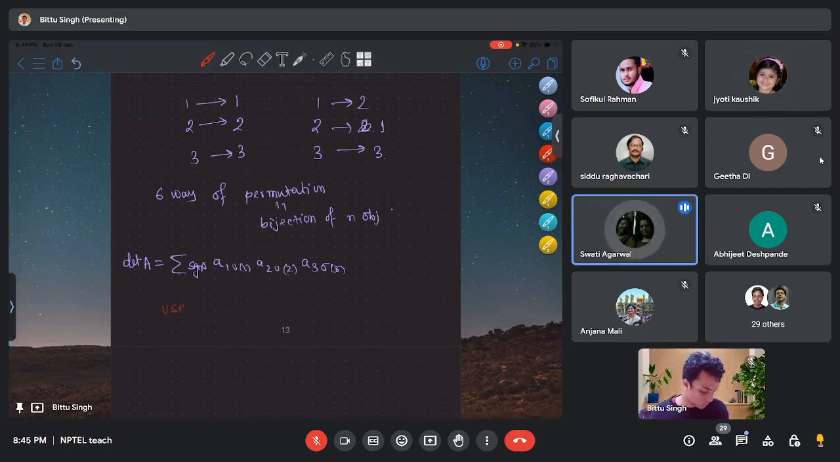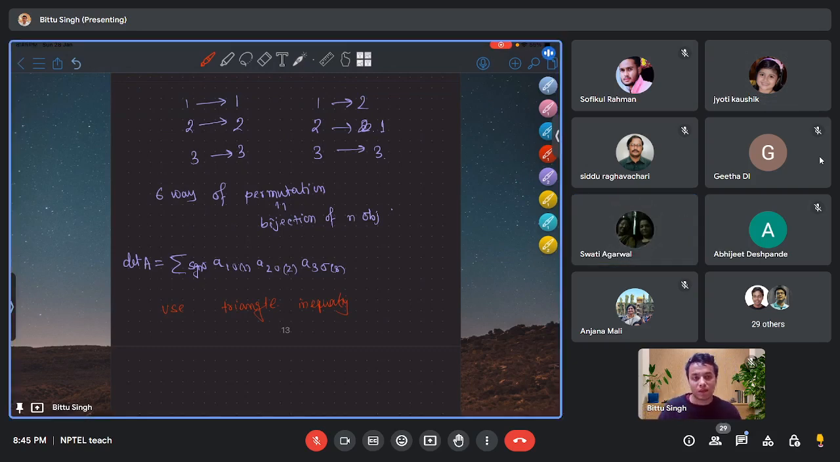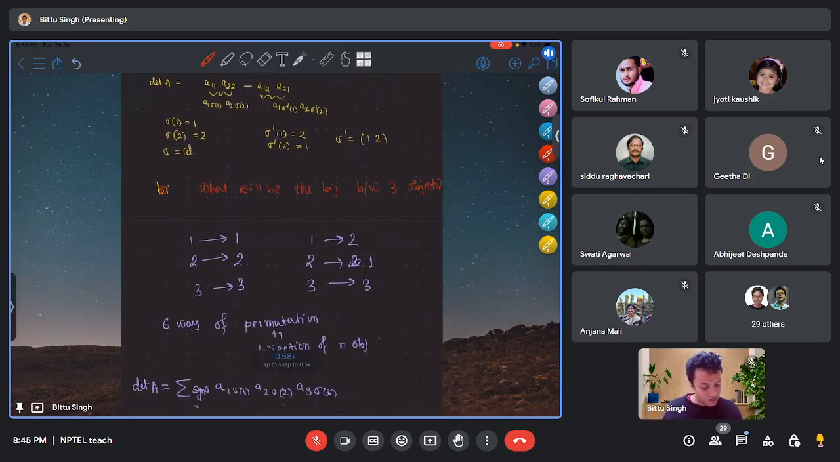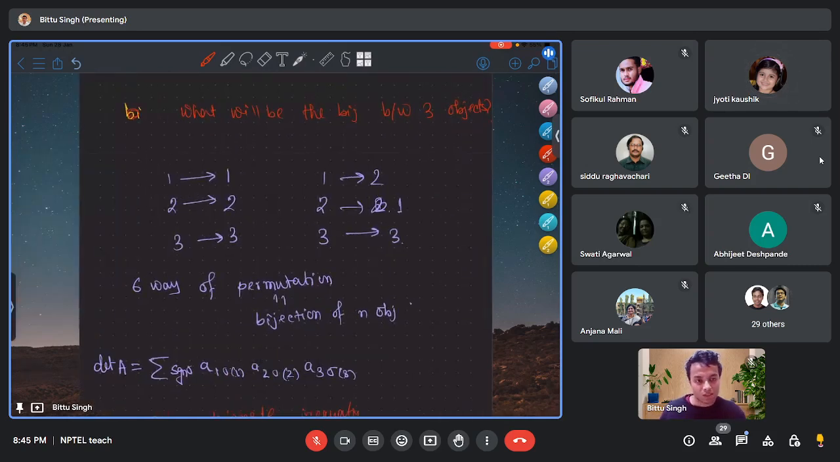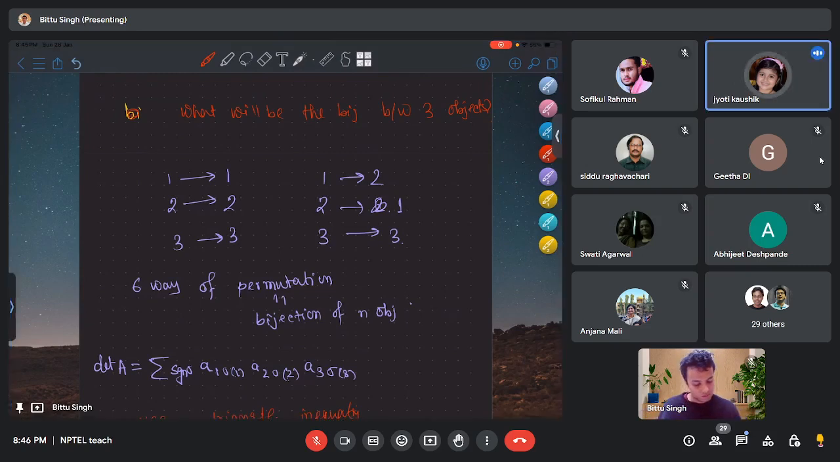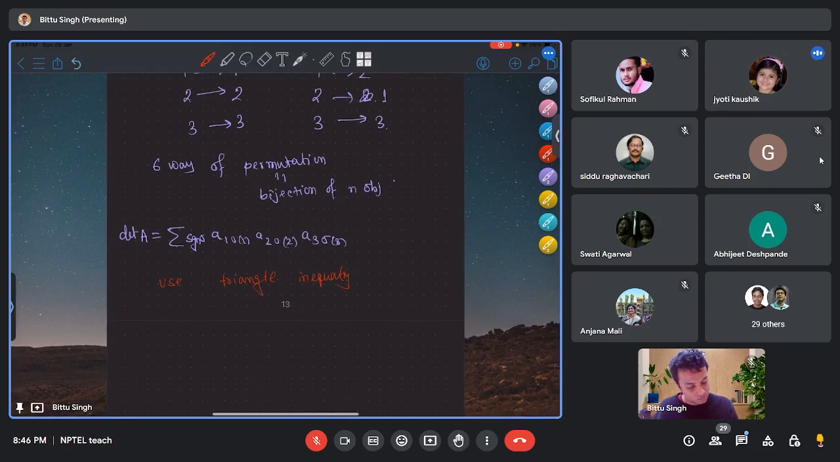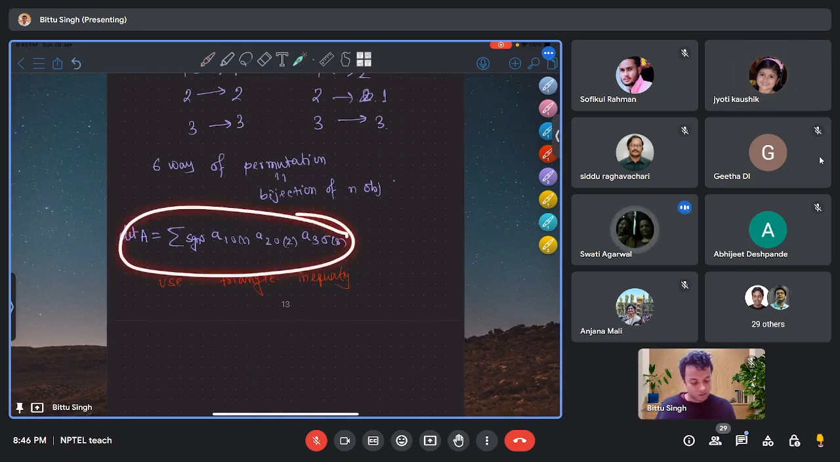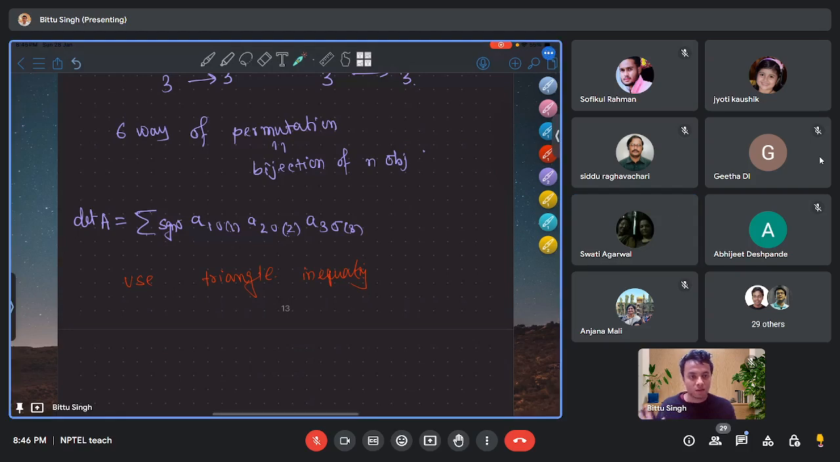But here the options have k factorial, n factorial, and also k. So that is why I am saying, now you know that for an n cross n matrix there are n factorial ways of permutation. Now use this formula and use the triangle inequality.